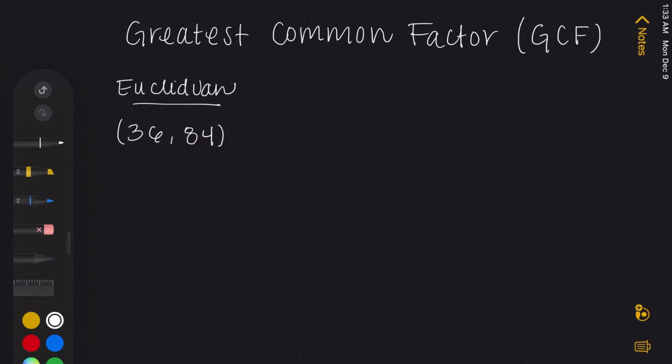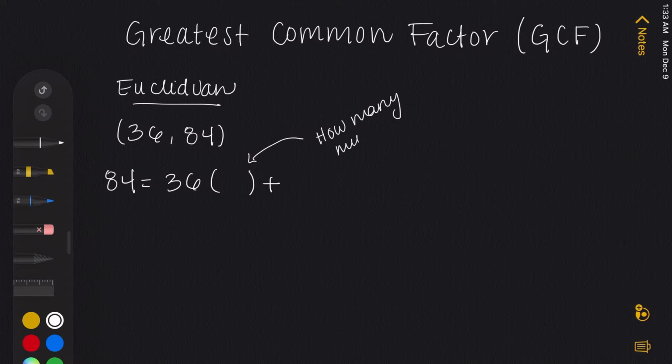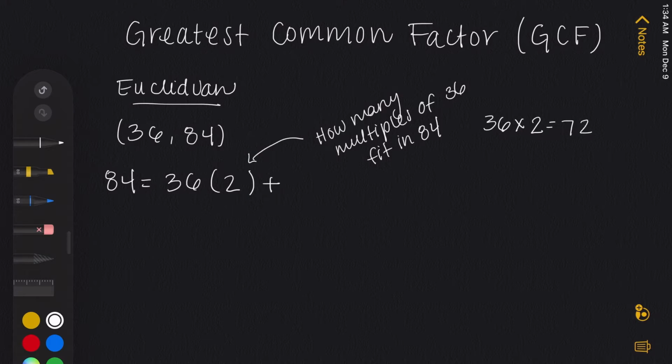So first we would put 84 at the first part of our equation and would equal to 36, and we would ask ourselves how many multiples of 36 can fit into 84, and that would be 2. 36 times 2 equals 72. So now we would say 84 minus 72 equals 12. So we would put that remainder at the end of our equation.